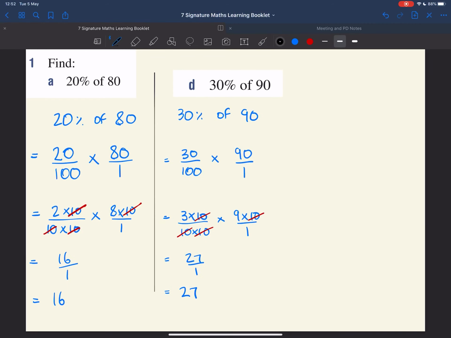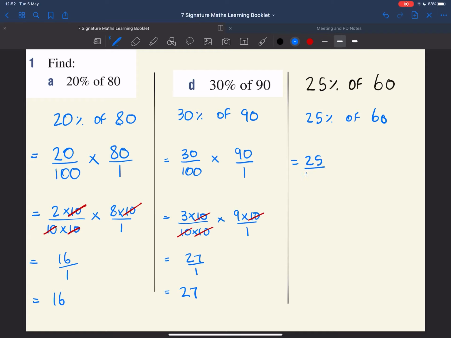Let's do one more. And I might pick this one this time. Let's do 25% of 60. I like that one. This may be a little bit trickier. All right. So step 1, write the question. Whoops. 25% of 60. Next step, convert them all to fractions. So 25 over 100 times 60 over 1.